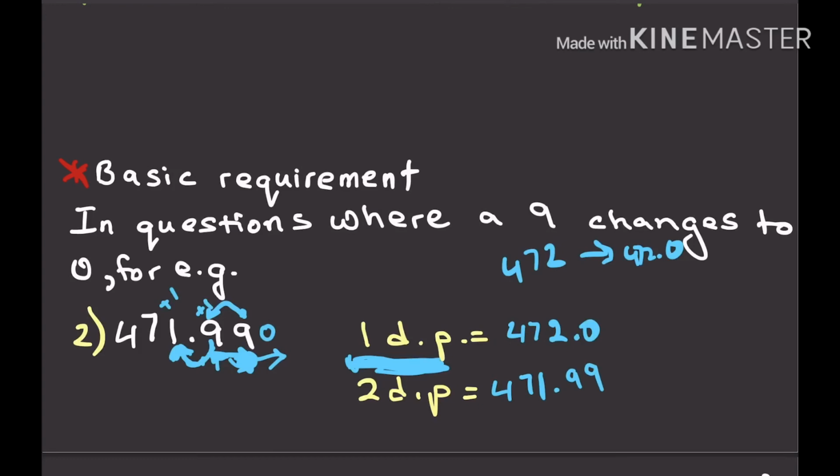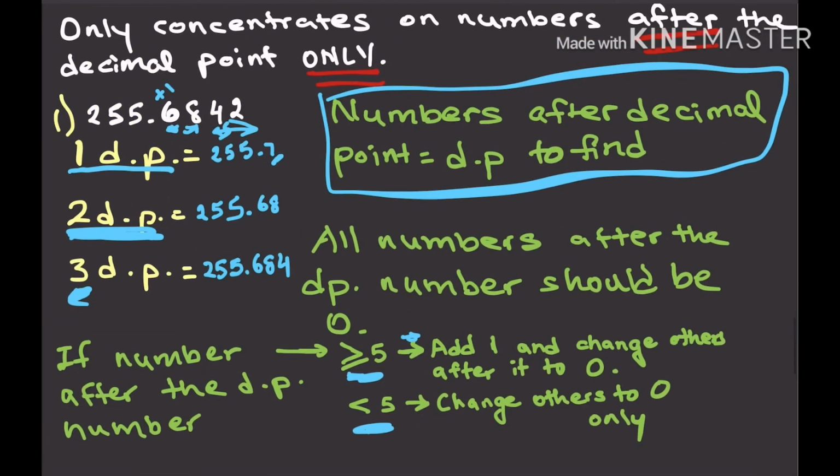0.99, that's your answer. Again, there are 2 numbers after the decimal point because it's telling you to give it to 2 dp. If it told you to give it to 3 dp, you would have to put a 0 here, because you have to compulsorily put 3 numbers after the decimal point. That is like a compulsory thing. It's a basic requirement, as I said here. So apart from this, it's all about this.